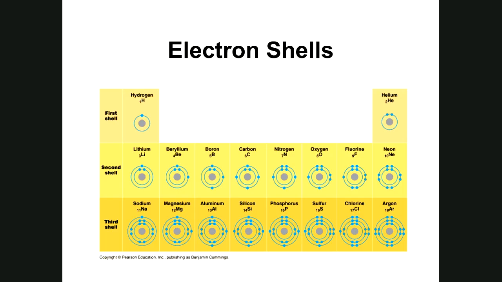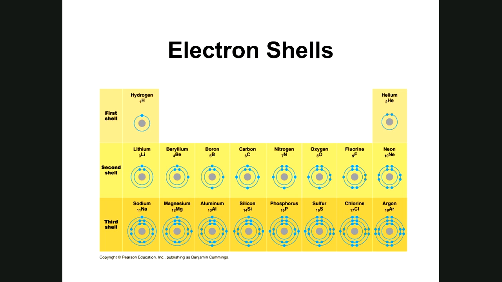Here are some electron shells that are already drawn according to your periodic table. Here's hydrogen. It's got 1 electron in this first shell. Helium, on the right-hand side, there's 2. It's element number 2. It's got 2 electrons. Let's look at carbon in the middle there.